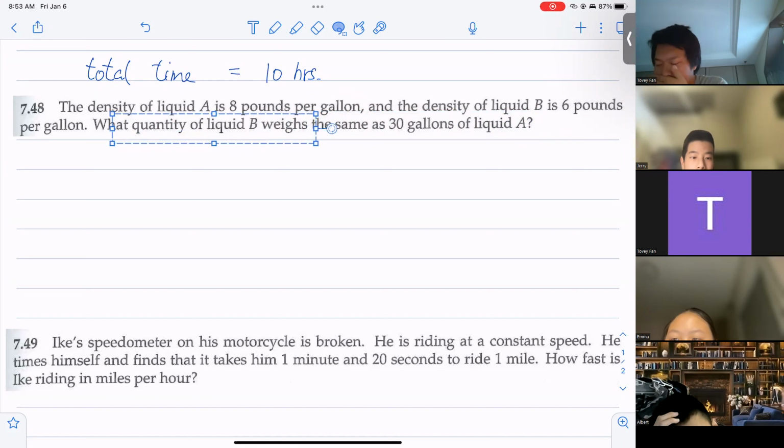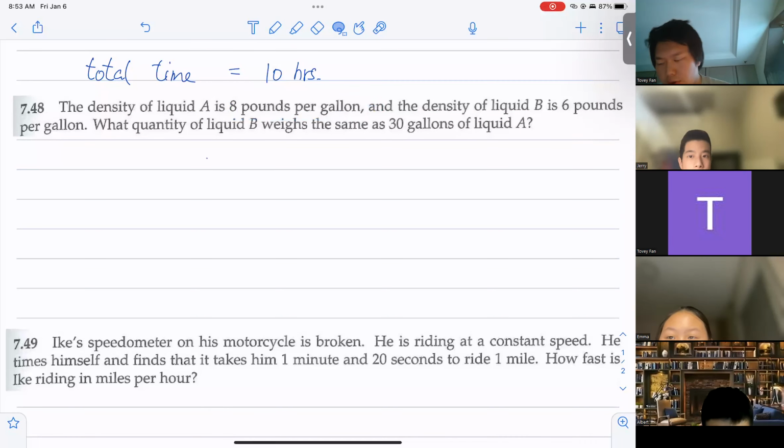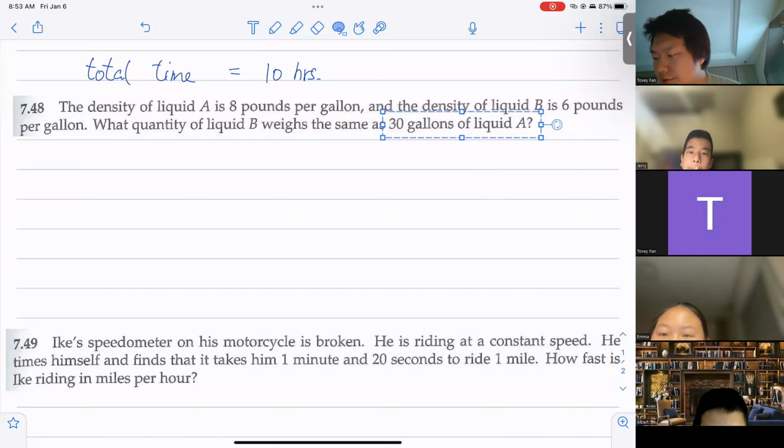Okay, so Emma, I'll guide you, okay? So for liquid A, that's 8 pounds per gallon. 1 gallon, 8 pounds, right? 2 gallons will be 16 pounds. 3 gallons will be 24 pounds. That's what it means, right? So now you have 30 gallons of liquid A, and you want to find the amount of liquid B that weighs the same as 30 gallons of liquid A. So that means you're going to first find how much do 30 gallons of liquid A weigh, right?